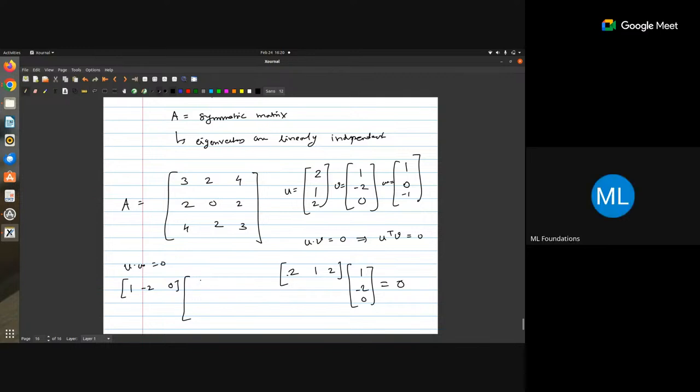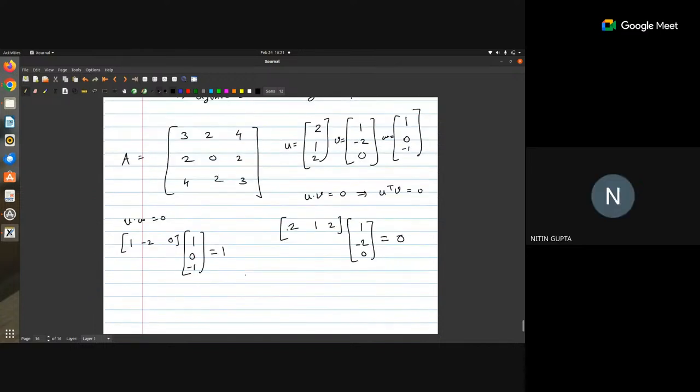then what is it? V, W, right? 1, 0, minus 1. So what's happening here? It's 1. That means V and W are not orthogonal to each other, right? Not orthogonal to each other.